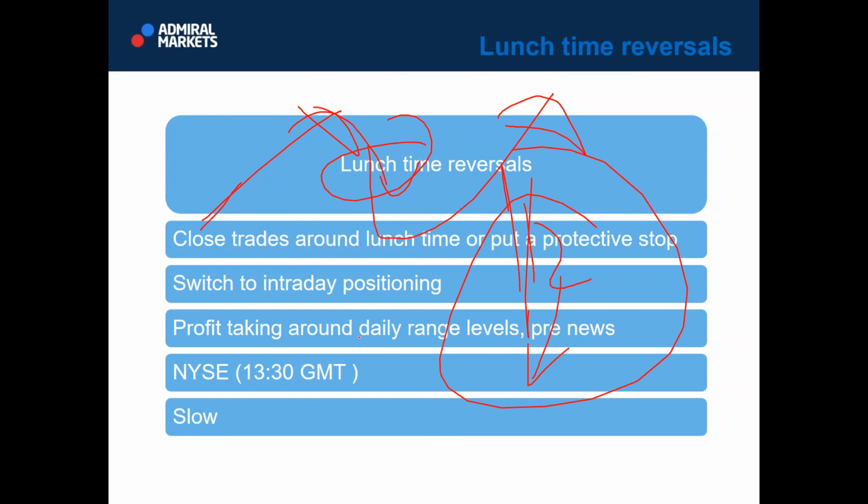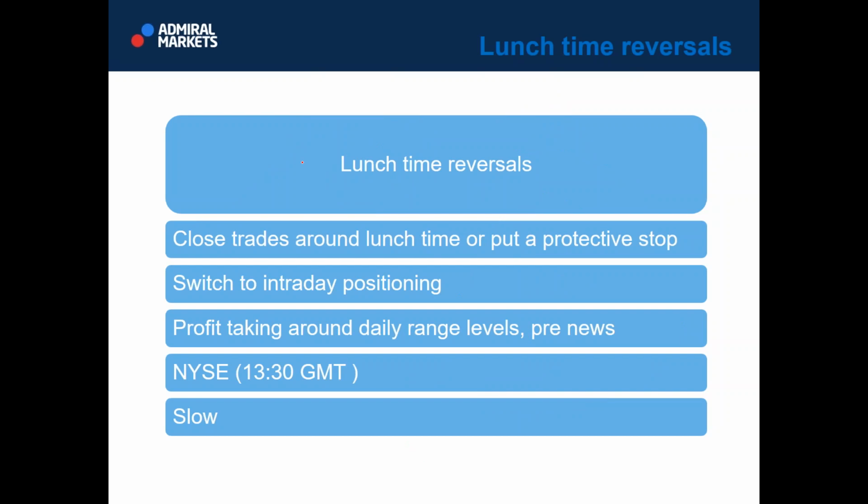Profit taking can happen around daily range levels pre-news. So if you see that the price is stuck in a range and there is a London lunch time, if it's at the top of the range, chances are that it will go down. If it's at the bottom of the range, chances are that it will go up. And profit taking usually happens around daily range levels. Okay? It's also important to watch for New York Stock Exchange.